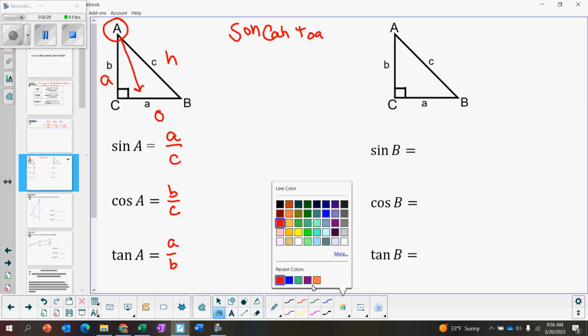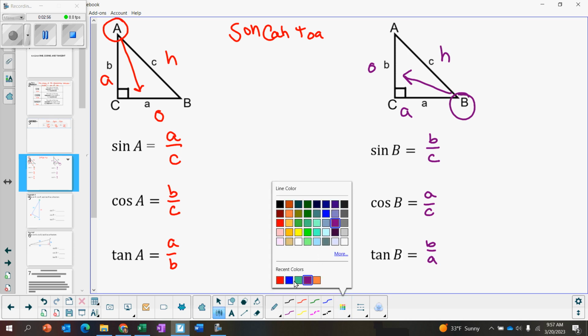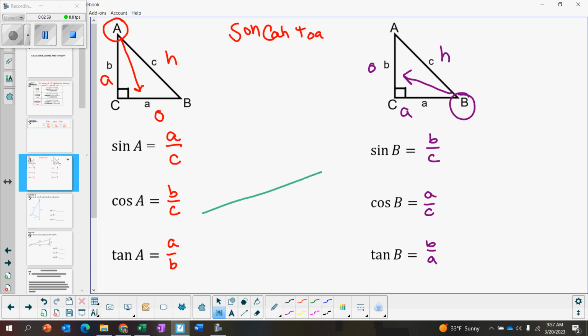In the second triangle, I want sine, cosine, and tangent according to angle B. So the hypotenuse is the same, but now what's opposite B is different than what was opposite A. So sine is now going to be B over C. Cosine is going to be A over C. And tangent is going to be B over A. So if you notice here, for the two angles, the sine and cosine actually switch. So sine of A is actually the same thing as cosine of B. Cosine of A is actually the same thing as sine of B.